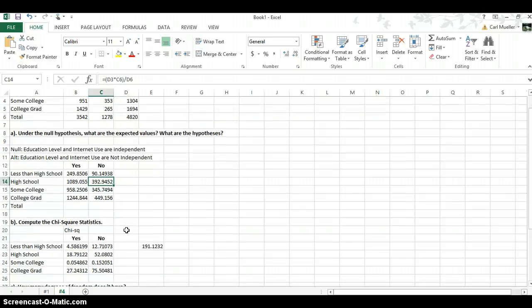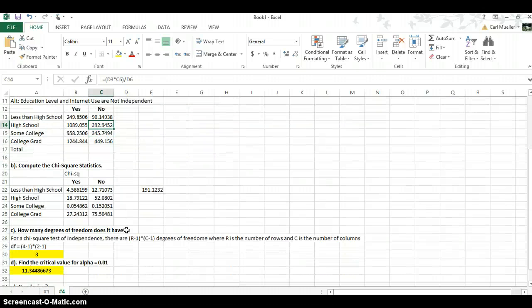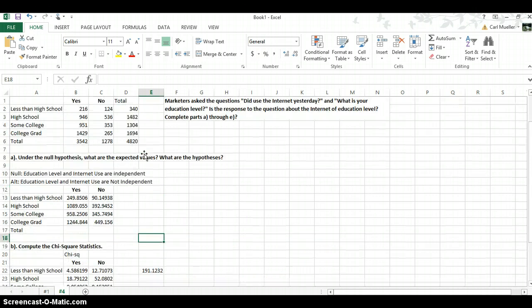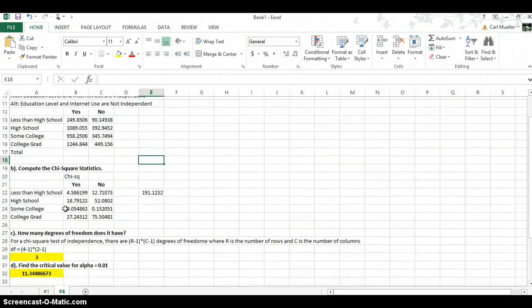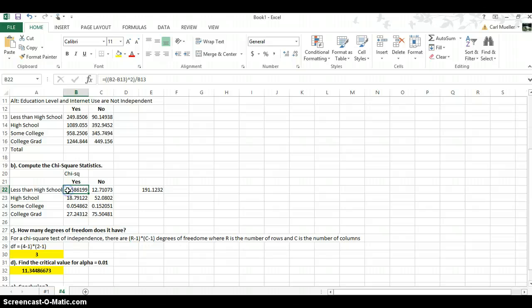Now if you go a little bit further down, computing this chi-square statistic. With our chi-square statistic, it's the same kind of scenario. We're doing the observed minus the expected, squared, divided by the expected. So what does that mean? Well, the observed is already up here, as you can see. This is our observed, these values based on the survey. Our expected is what we just calculated, and it's the same pattern, the same method. We're doing it by answer by education level.